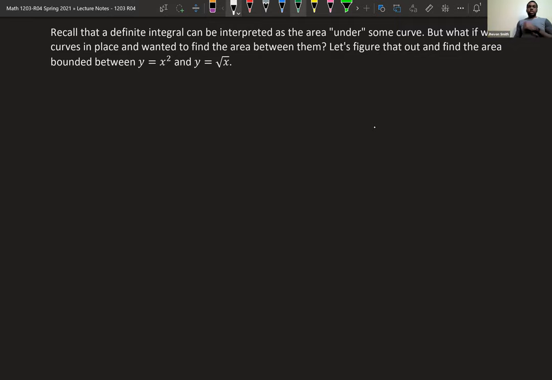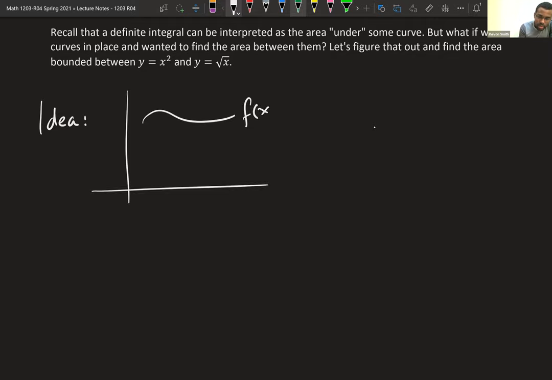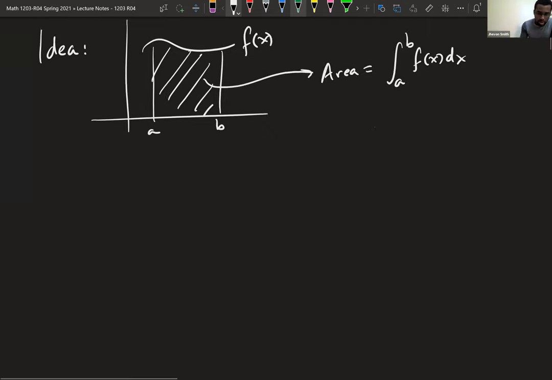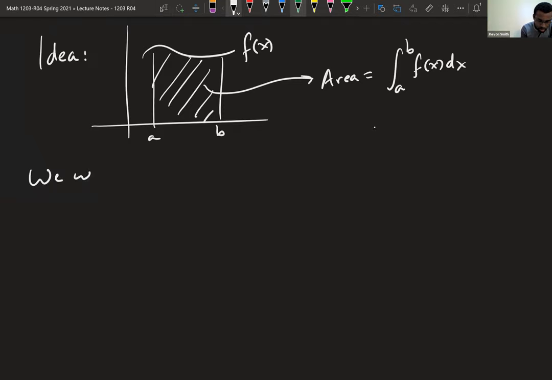Okay. So here's the idea. Given some function f of x that's positive, I know the area under the curve between A and B is this guy, right? By definition, okay?